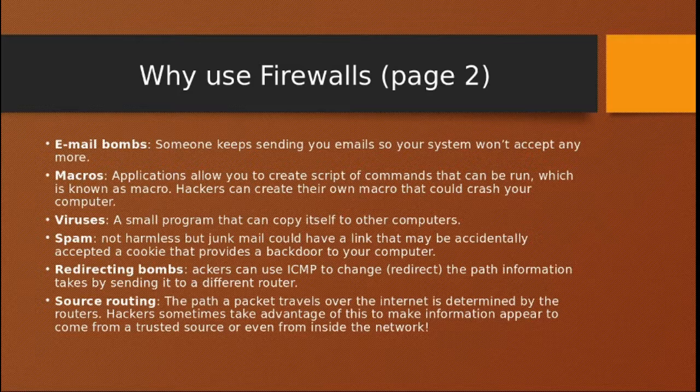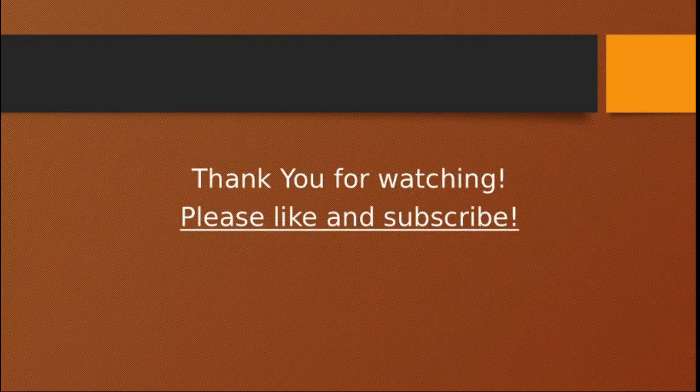Redirecting bombs. Hackers can use ICMP to change and redirect the path information takes by sending it to a different router. Source routing. The path a packet travels over the internet is determined by the routers. Hackers sometimes take advantage of this to make information appear to come from a trusted source or even from inside the network.